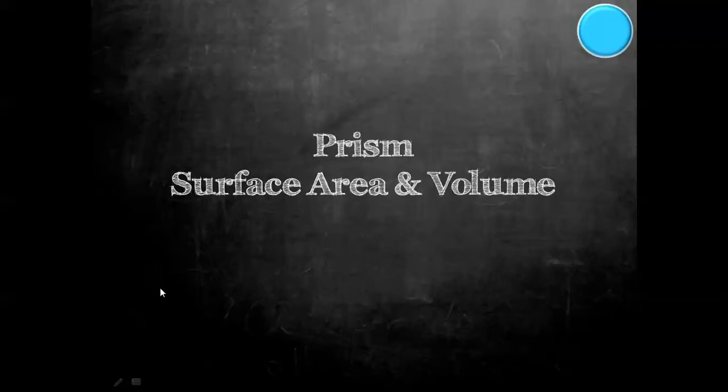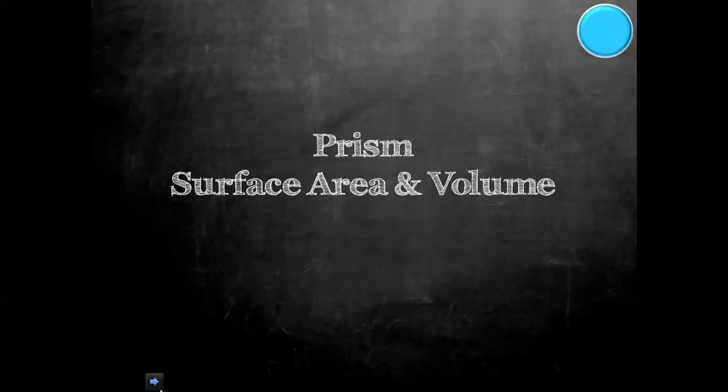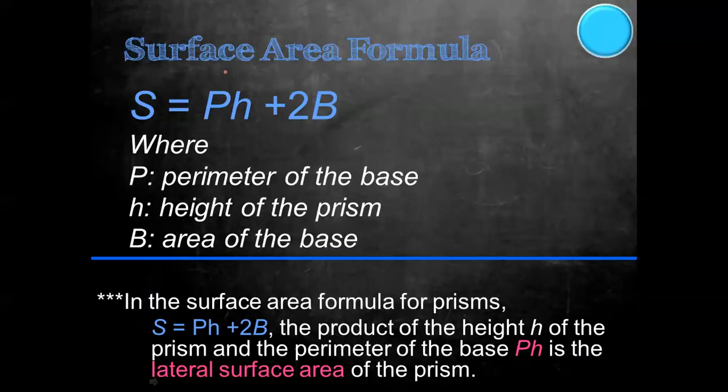In this video, we are going to cover the first part of prism surface area and volume, which mainly covers surface area. So, to review, remember the surface area formula is surface area equals Ph plus 2B, where the capital P stands for the perimeter of the base, h stands for the height of the prism, and then the big B stands for the area of the base.